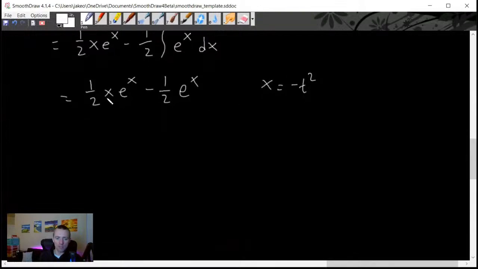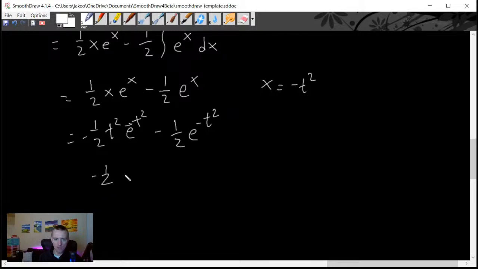So what we basically have to do is go to all of our x's and replace them with negative t squared. So actually our final answer is going to end up being 1/2 times negative t squared times e to the negative t squared, minus 1/2 e to the negative t squared, which we could factor out. Sorry, this should be e to the negative t squared here. So we could factor out a negative 1/2 e to the negative t squared out of this.